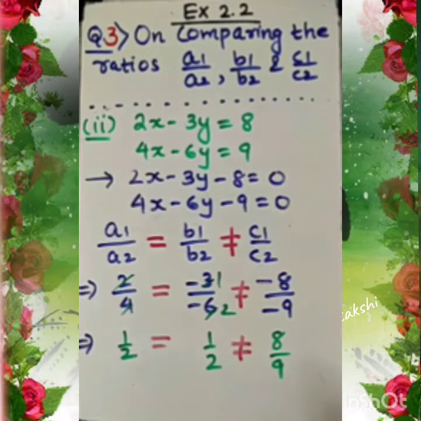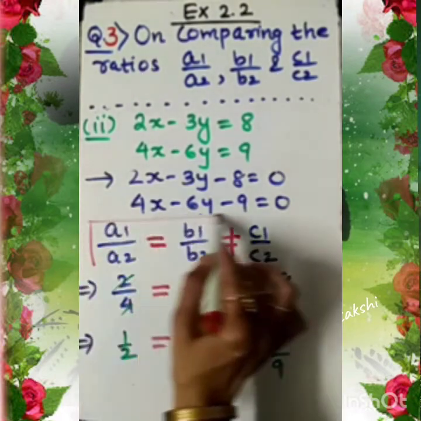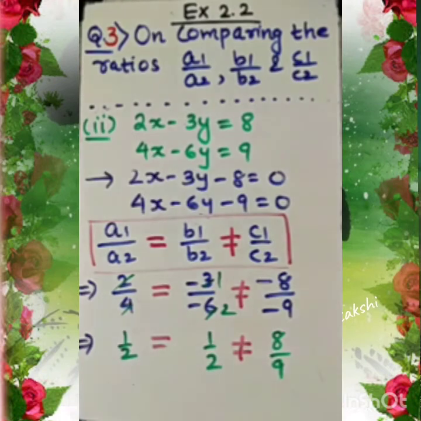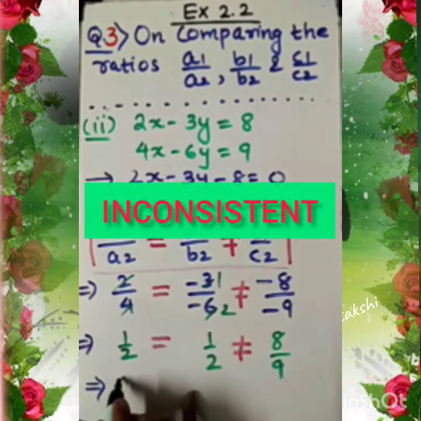So in such a case, we know that whenever we have this result, then according to the lines, which type of line will be there? Of course, they are parallel lines. But as we do not have to mention the lines here, according to the question, we need to mention whether they are consistent or inconsistent. So in such a case, we can say the linear equation is inconsistent.